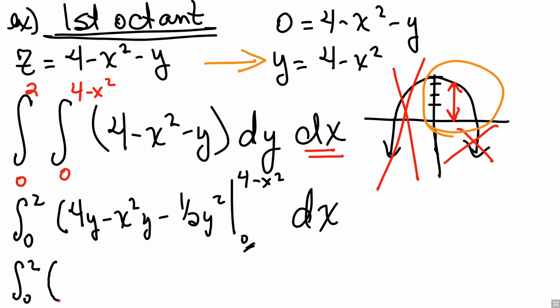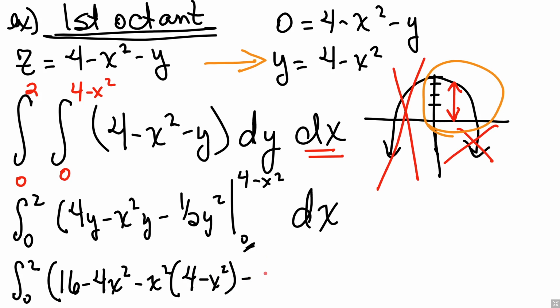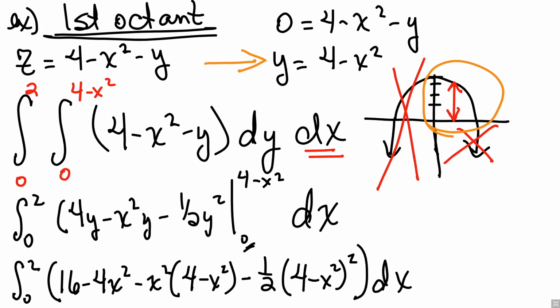If I plug in 4 minus x squared for y, for the first term, I'm going to end up with 16 minus 4x squared. And I'm going to have minus x squared times 4 minus x squared. Then minus 1/2 times 4 minus x squared, squared, dx.